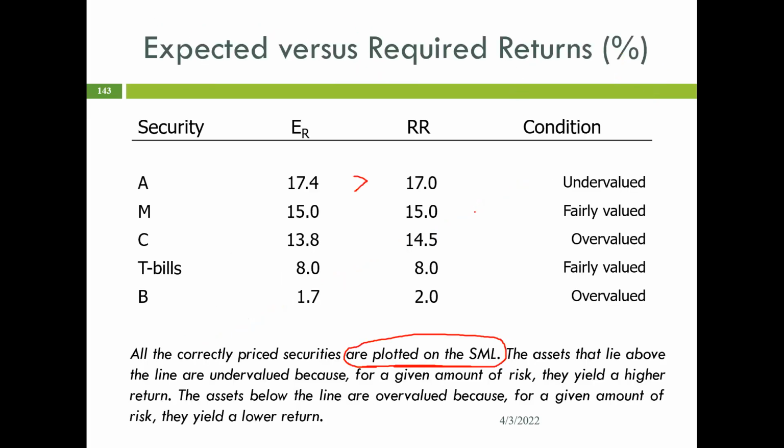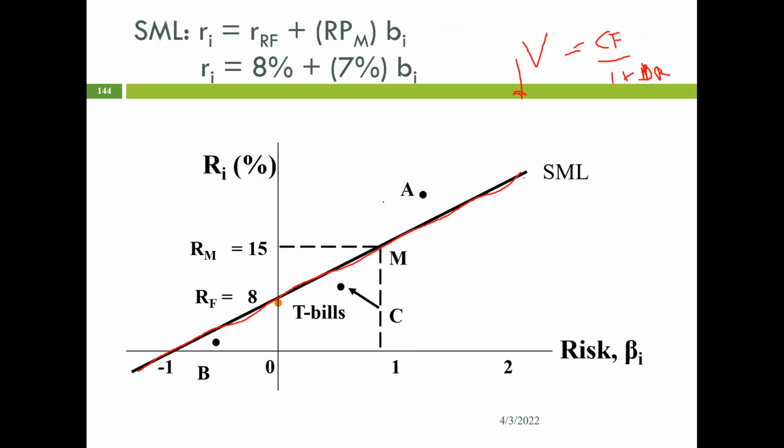It is not fairly valued, because the return should be 17%. That 17% is similar to the discount rate. So the security should be valued at 17%. But according to our forecast, it has been valued at 17.4. So therefore this stock is undervalued. This is above the SML. This is above the SML.